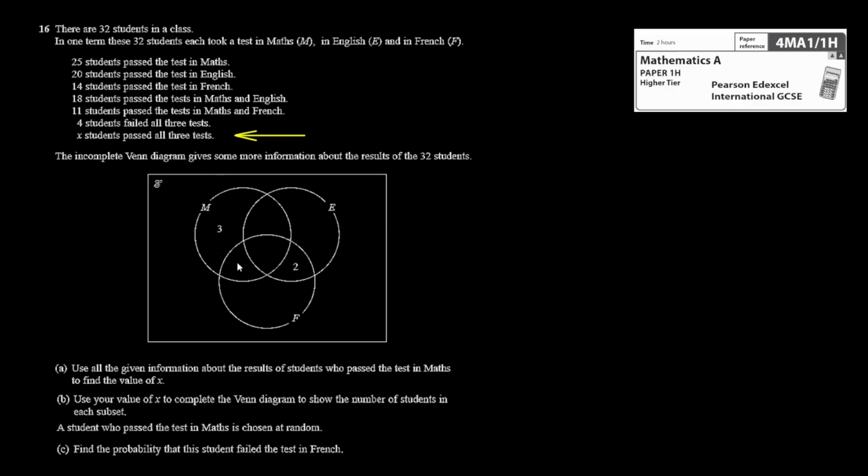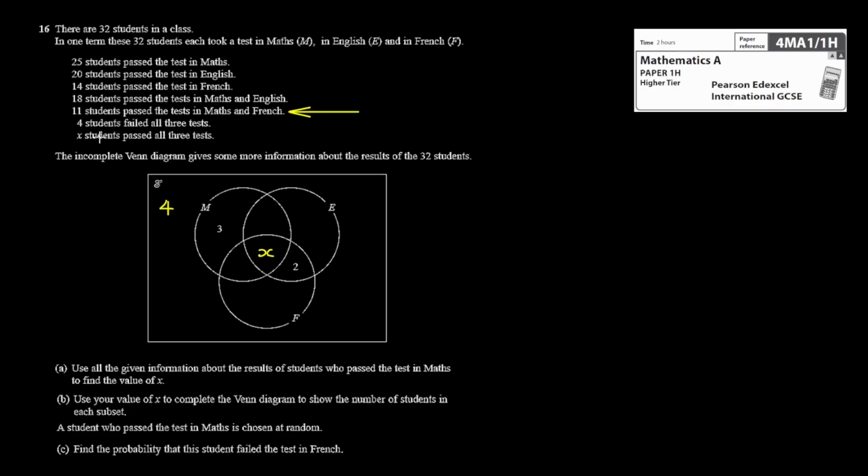Where can I put that result? Well, I can put that result straight in the middle of the diagram, because it's the only point where success in maths, English and French are defined. 4 students failed all 3 tests. Well, if they failed all 3 tests, they're not in any of these circles, so it must be that 4 are on the outside here.